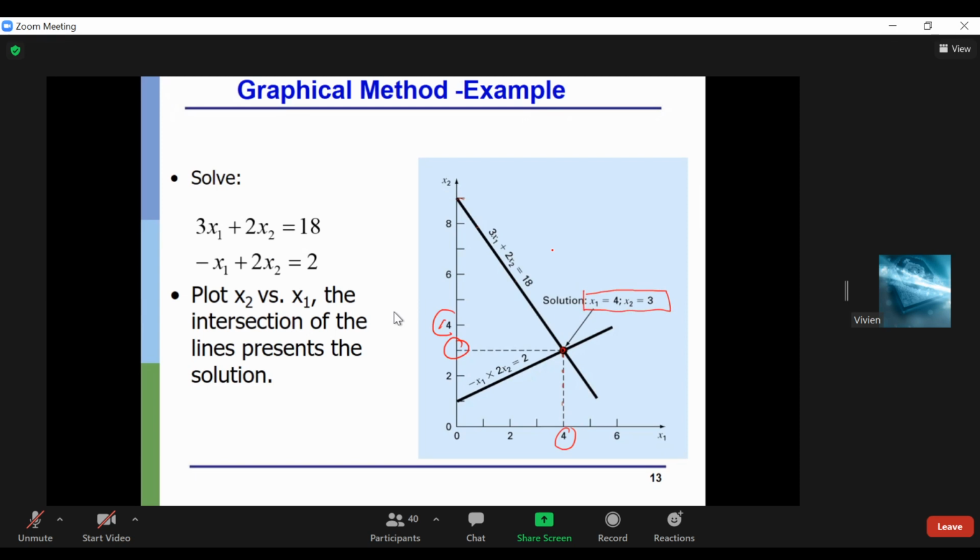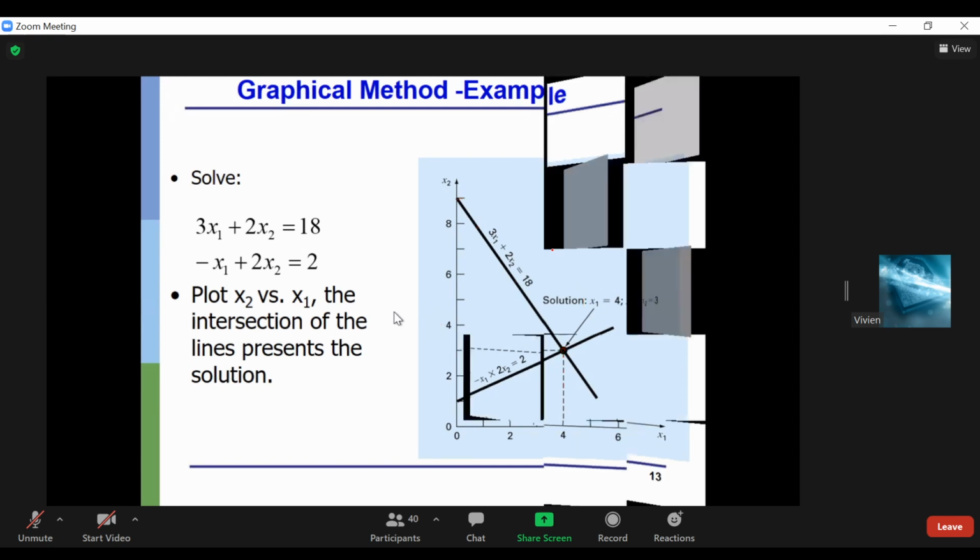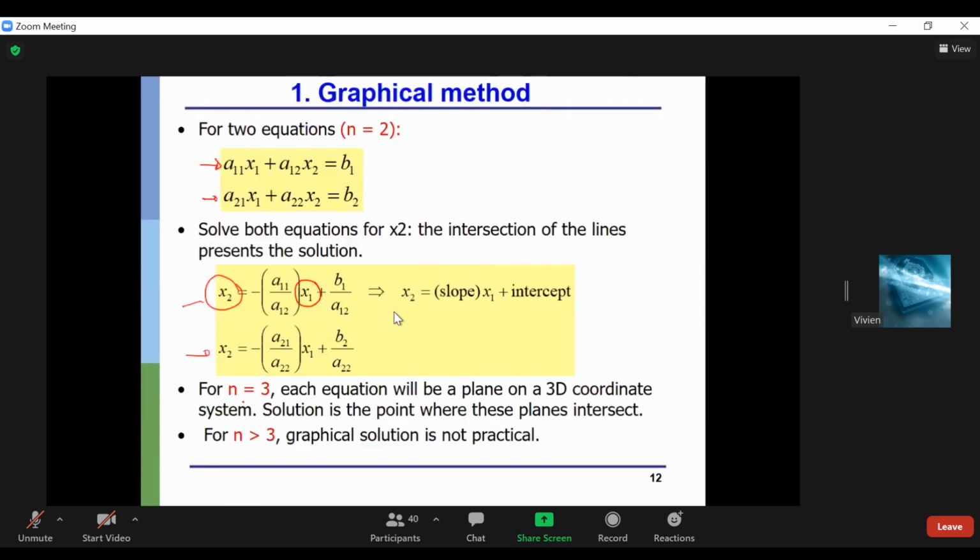It's very easy if we have a small system. Say, for example, we have three equations to find three unknowns. That means we will have a 3D coordinate system, so we have to add the x3 direction, which is x, y, z. So there will be three axes, and the solution is the point where these planes intersect.